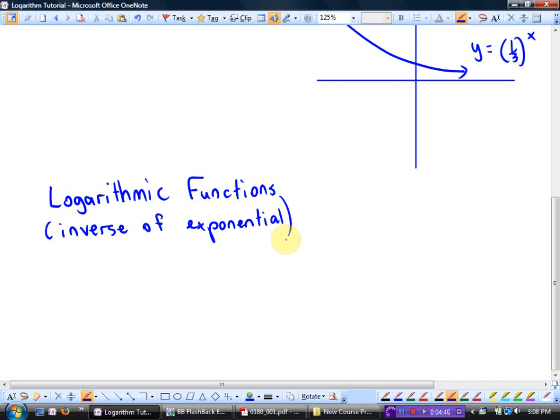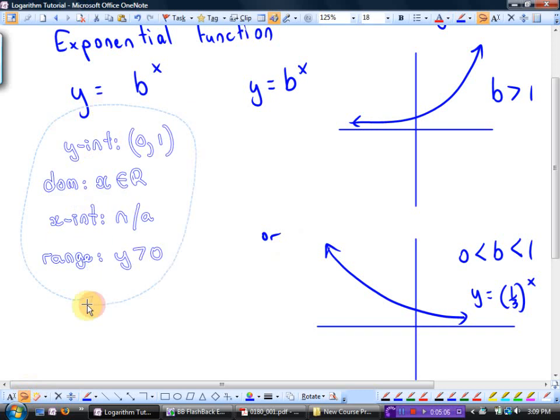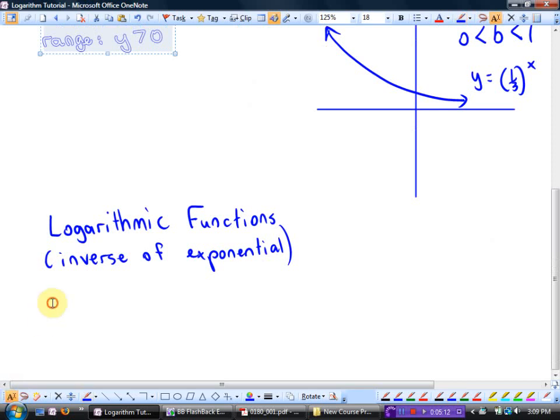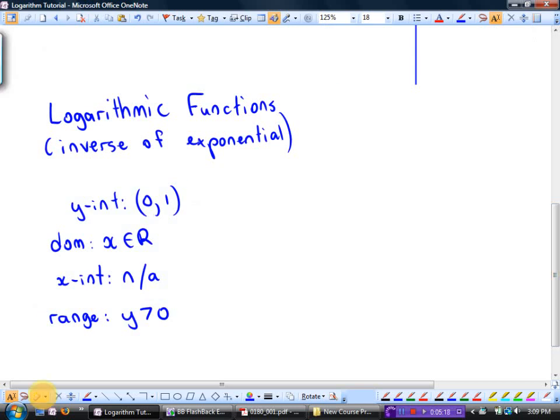How do I find an inverse? Switch the x and y's around in the equation or on the graph. Big deal. Huge deal. Watch. Remember all the stuff that I wrote for the exponential? Copy. Paste. Now that's for an exponential. We're going to switch the x's and y's around.